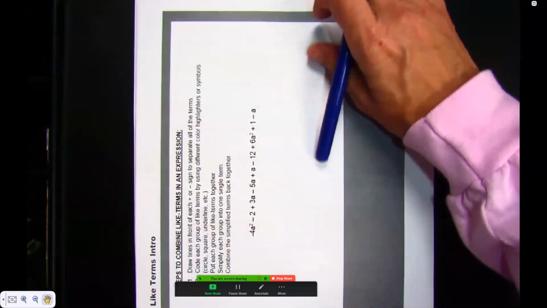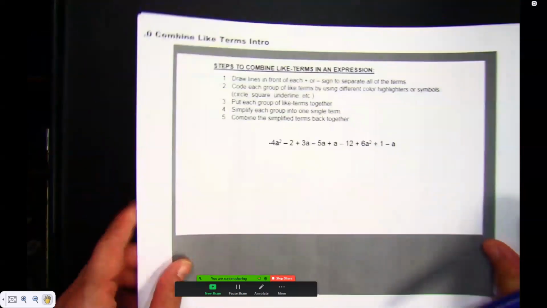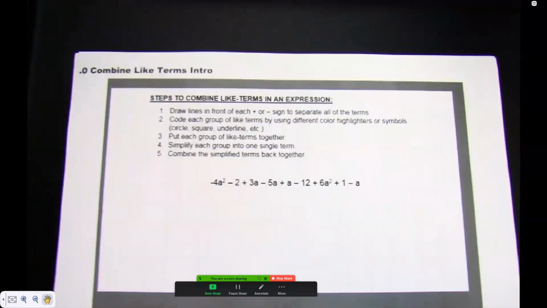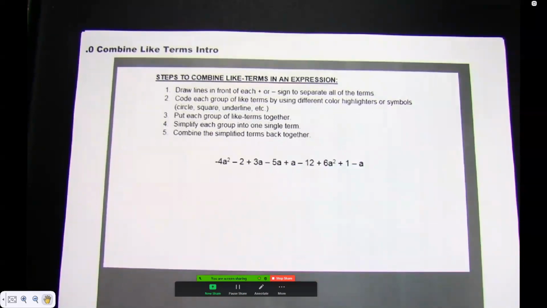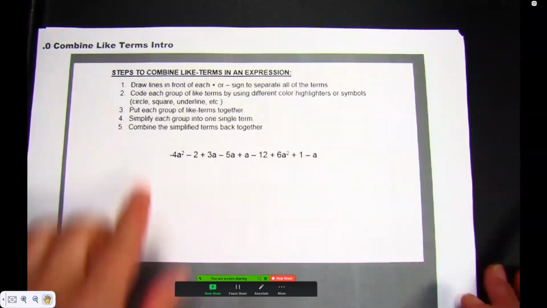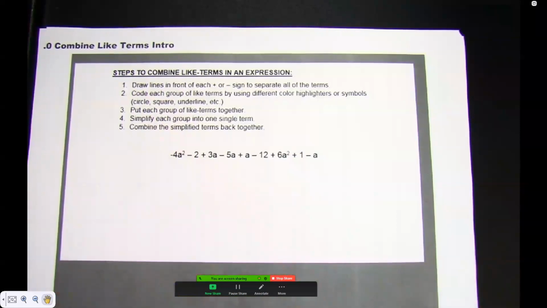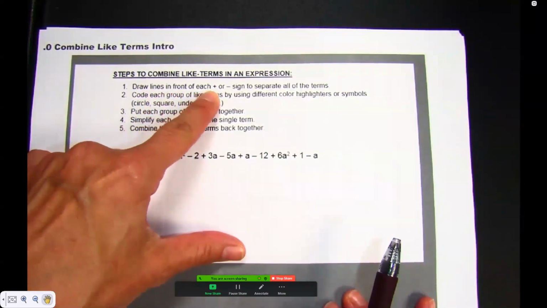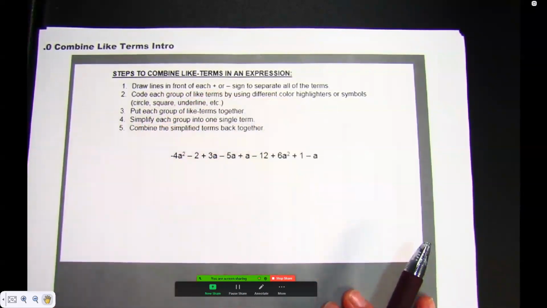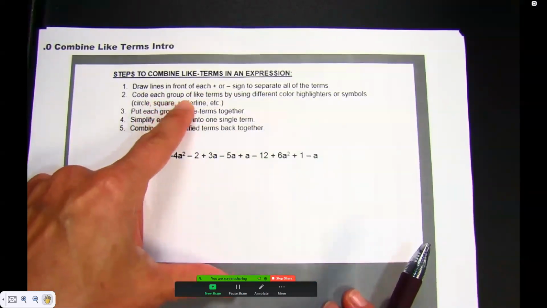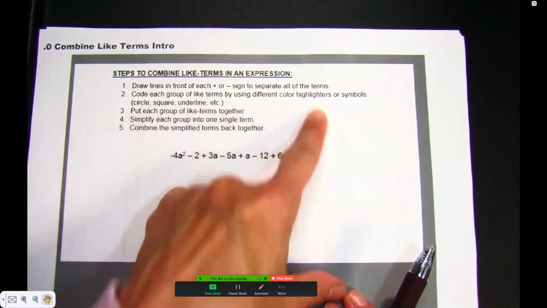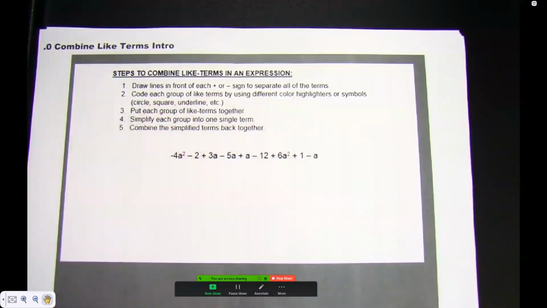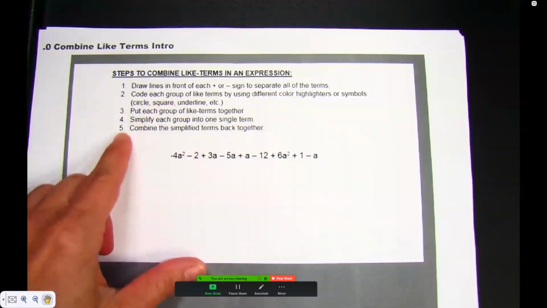Remember, we are combining like terms. We're reviewing combining like terms. So again, in order to combine like terms, remember, we can only combine like terms if they have the same variable and exponent. So if you are looking at these directions, you're going to draw lines in front of each plus or minus sign to separate the terms. You're going to code each group of like symbols by using different color highlighters or symbols, like a square or a circle, and I'll show you.